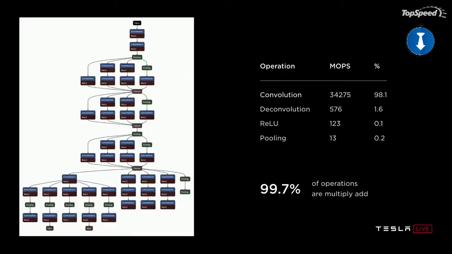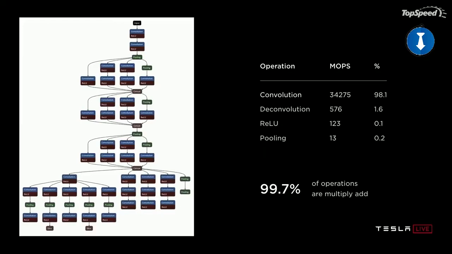On the left, there's a cartoon of a neural network, just to give you an idea of what's going on. The data comes in at the top and visits each of the boxes, and the data flows along the arrows to the different boxes. The boxes are typically convolutions or deconvolutions with ReLUs. The green boxes are pooling layers.